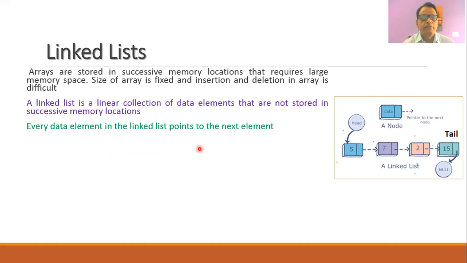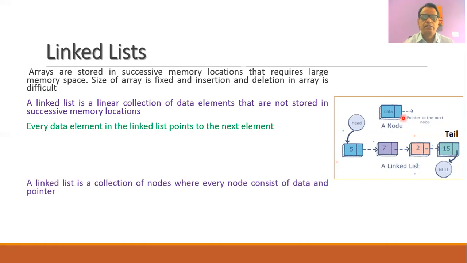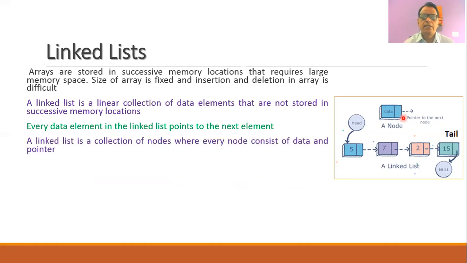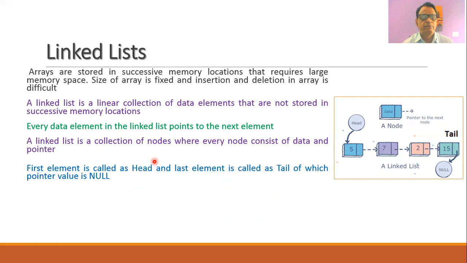Every data element in the linked list is a node, and the node has two parts. The first part is called data, and the other part is called a pointer, which points to the next element. That is the reason this list is called a linked list, because there is a linking between the different elements of the list. So a linked list is a collection of nodes where every node consists of data and a pointer to the next element.